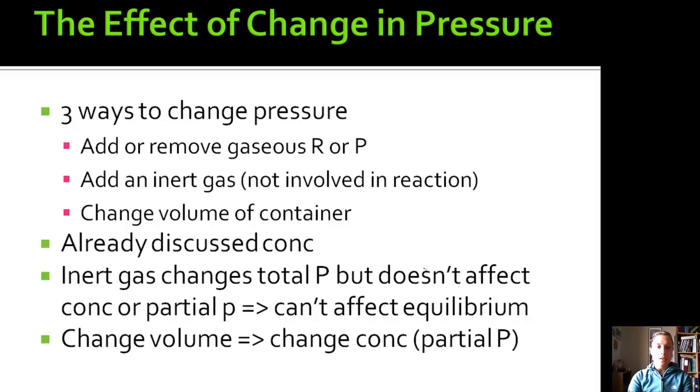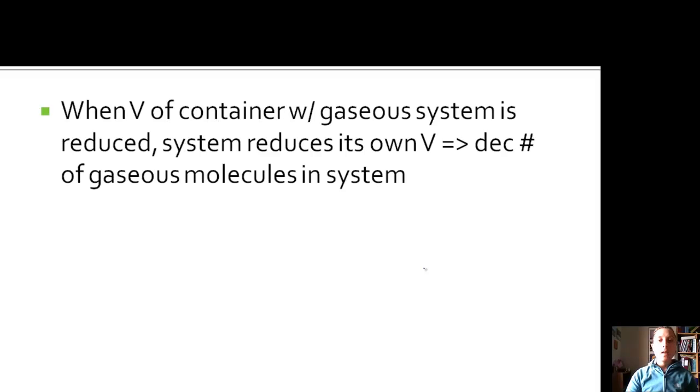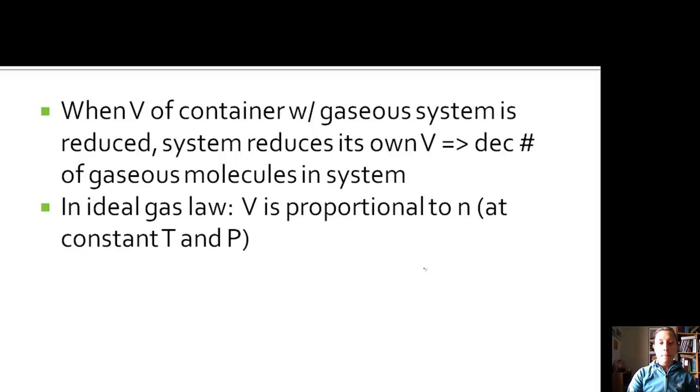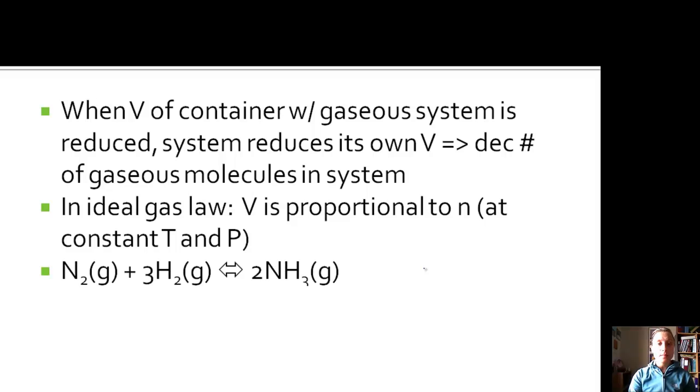So that leaves the third one, which is changing the volume of the container. Well, changing the volume changes the concentration or the partial pressure if we're talking about gases. And so that is one that we want to look at. So when the volume of a container with a gaseous system is reduced, the system will reduce its own volume. And so the way it does that is by decreasing the number of gaseous molecules in the system. And so if we look at the ideal gas law, we can see how these two are related. At a constant temperature and pressure, volume is proportional to the number of moles. So by reducing the volume, we're reducing the number of molecules or moles, concentration.